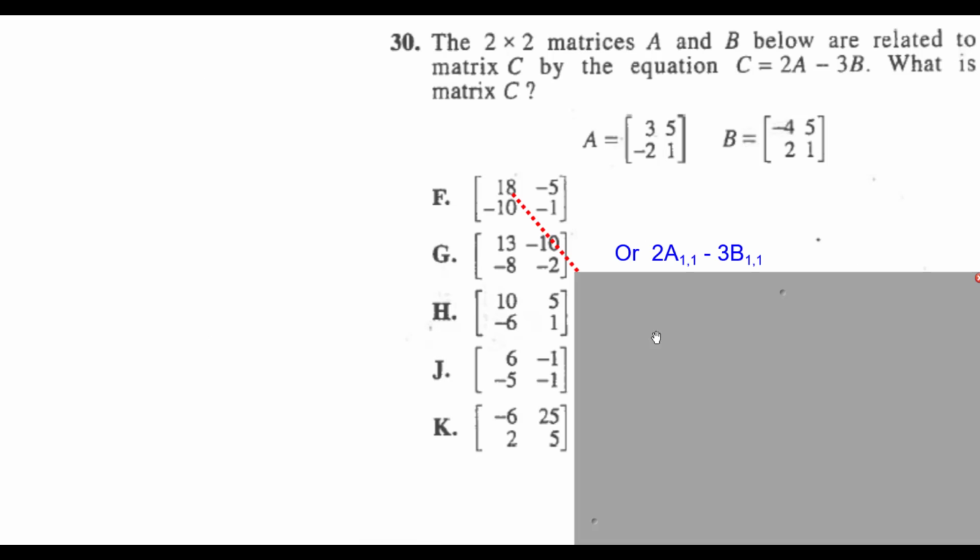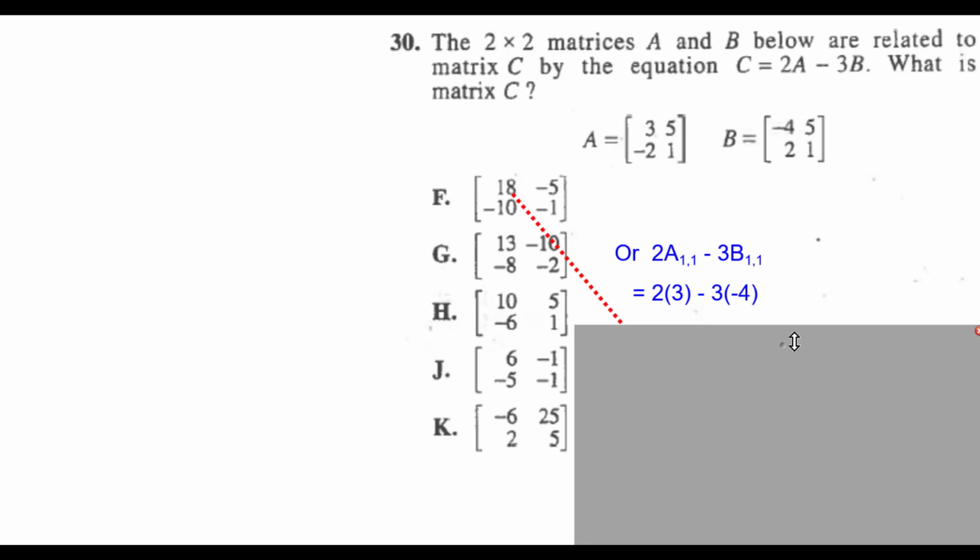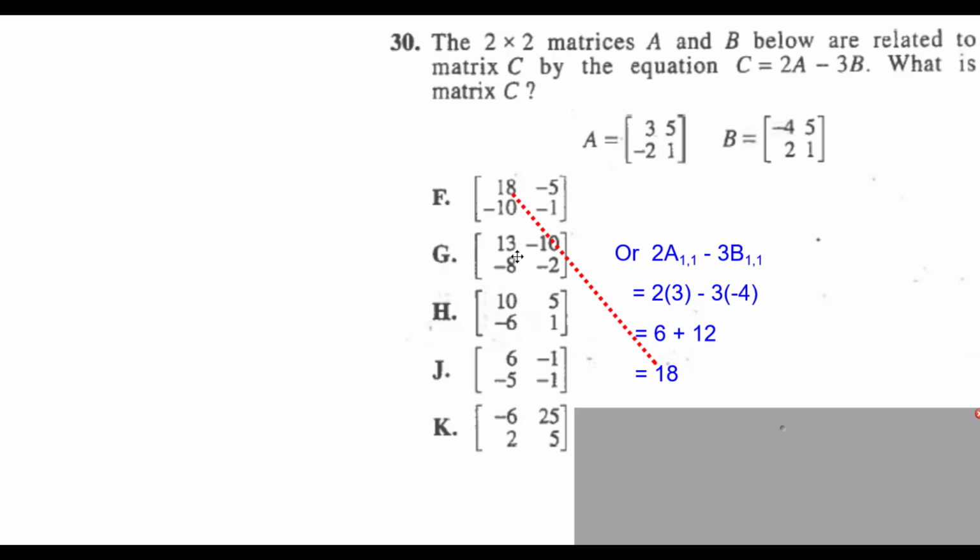Now, an alternative way here would be looking at a good procedure, a strategy, would just be to double the first element in A and triple the first element in B and subtract them and get 18, because that's the only one that has an 18, and you only had to do one pair of calculations instead of 4. So that's another alternative there.